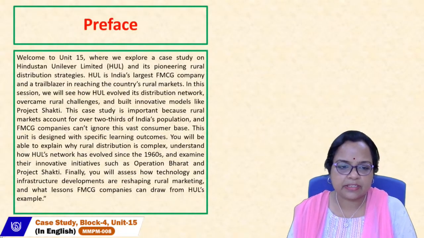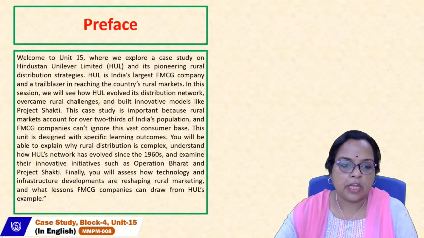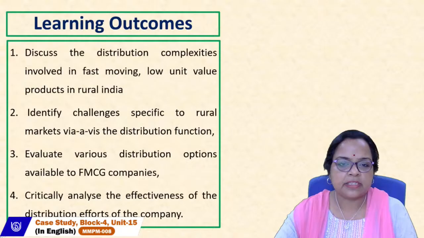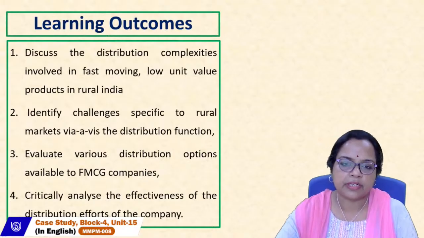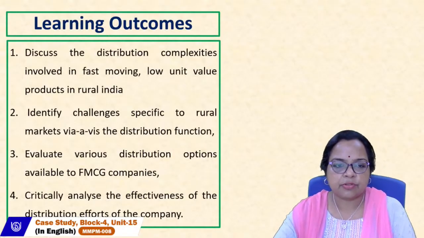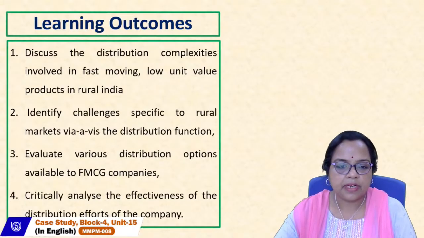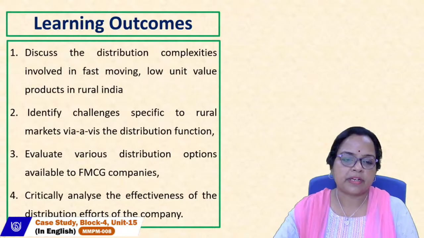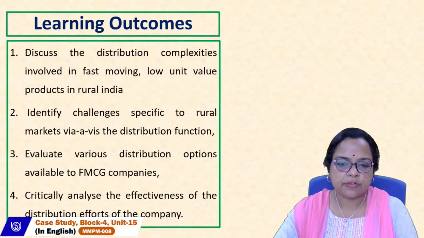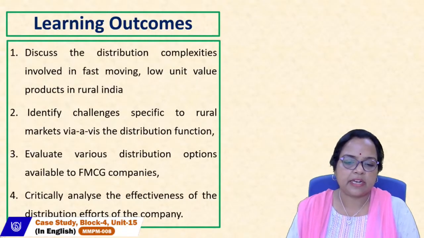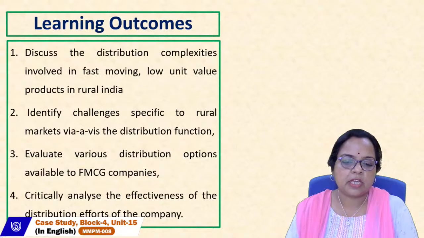This unit is designed with specific learning outcomes. So what are the learning outcomes? We will discuss the distribution complexities involved in fast moving, low unit value products in rural India. What are the complexities in the distribution channel for FMCG products, and we will also discuss the low unit value products in rural India. After that, we will identify the challenges specific to the rural market, especially related to the distribution function. Then we will evaluate various distribution options available to an FMCG company, and the final outcome is to critically analyze the effectiveness of the distribution efforts of the company.